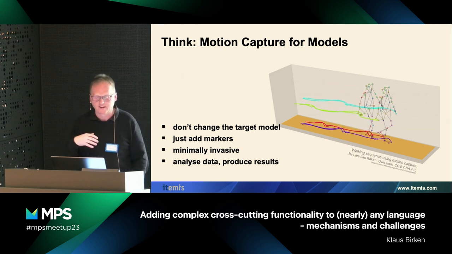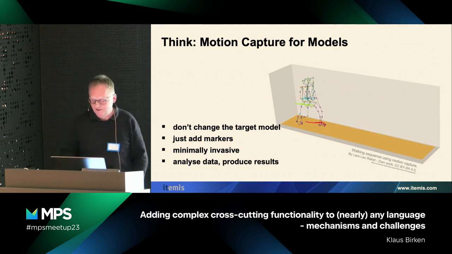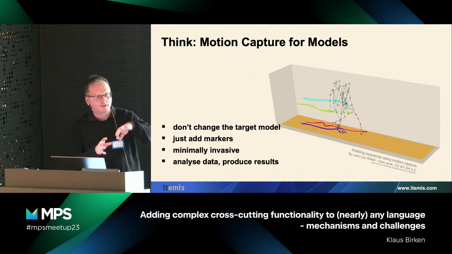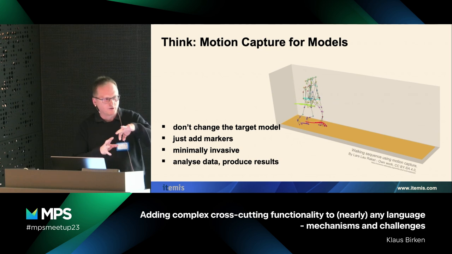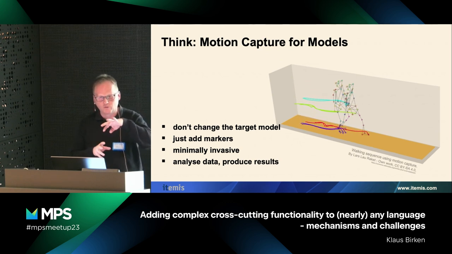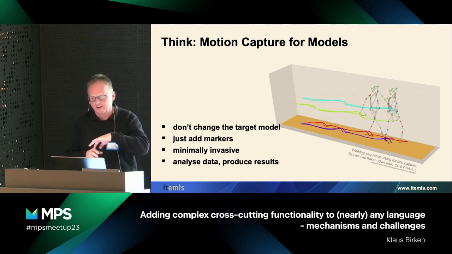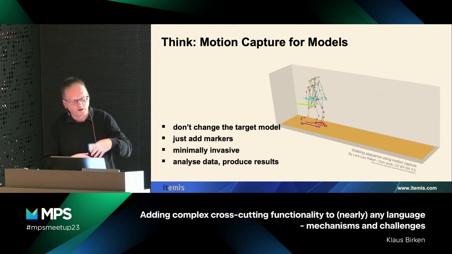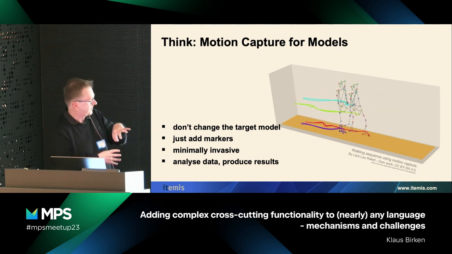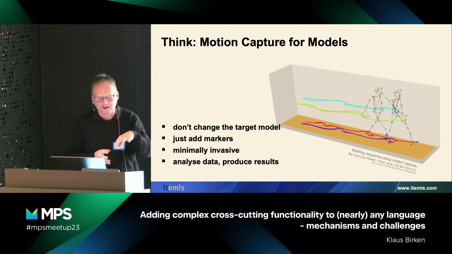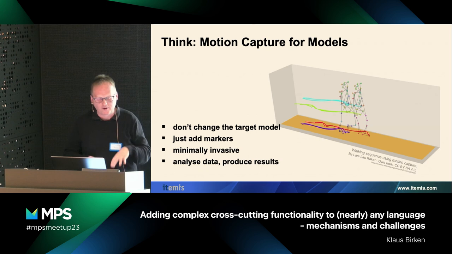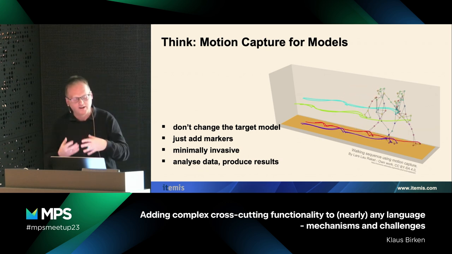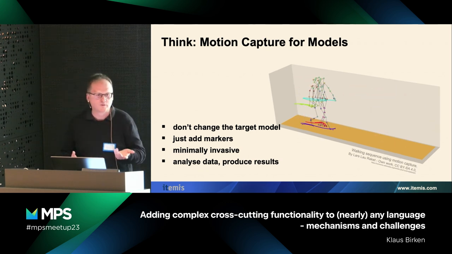My model of thinking is like motion capture for models. What we are attaching via these node attributes is like configurable probes, which are attached to various points in the AST. And we don't change the target model. We just add the markers and it's minimally invasive, like with motion capture. You don't want to hurt somebody. And then we can use this structure to analyze the data, to produce results, to do the filtering and so on.